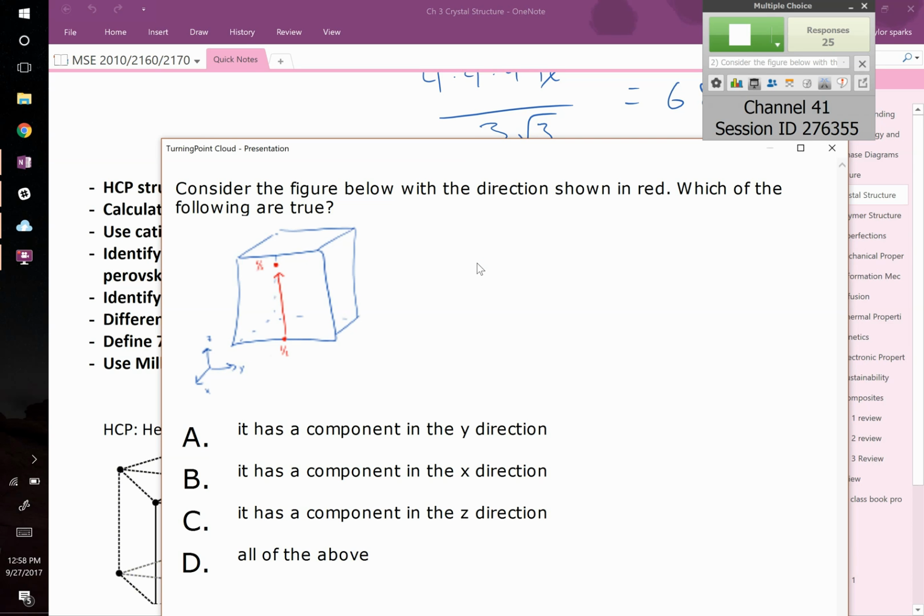A, it has a component in the y direction. B, it has a component in the x direction. C, it has a component in the z direction, or all of the above. Question? Where's the origin? The origin is in this back corner. By definition, that's where we always put it. The final point, just to clarify, begins down here on this front bottom edge, and it ends on the back face on that back edge over there. The back left edge, vertical.